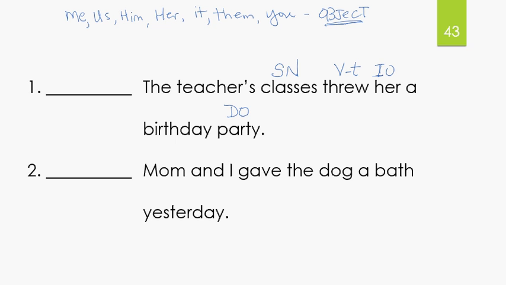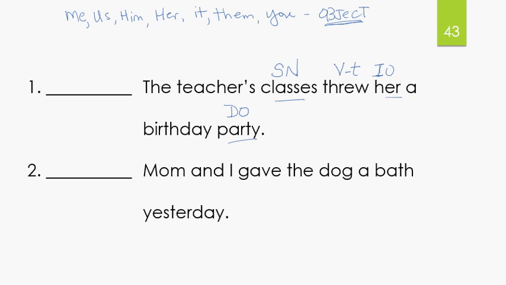I-O. Now we can ask ourselves the question, is party and classes the same thing? No, they're not. Or her and classes the same thing? No, they're not. I know that it's a weird question to ask, but just go ahead and practice doing it because you'll need that question later.